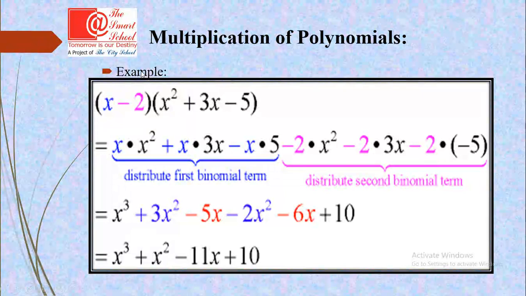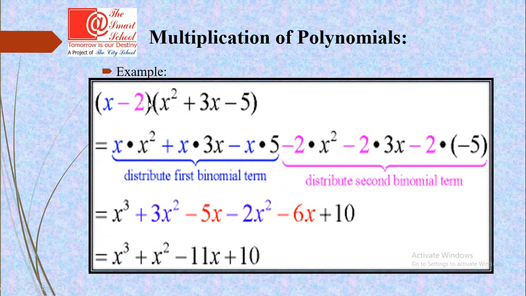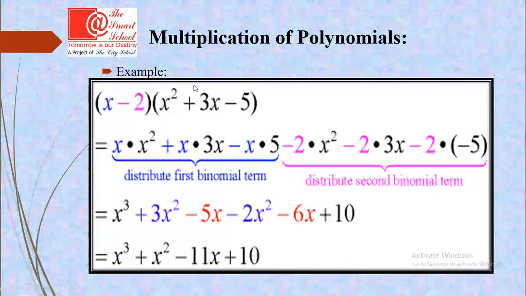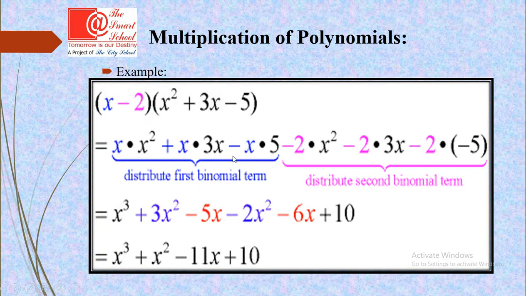Now one more example. x minus 2 multiplied by x square plus 3x minus 5. So this is bigger. We have taken it as it is and we break this one, x minus 2. So x multiplied by x square, then x multiplied by 3x, x multiplied by minus 5. I hope you remember that this dot means multiplication. Now minus 2 multiplied by x square, minus 2 multiplied by 3x and minus 2 multiplied by minus 5. So then the answer will come x cube plus 3x square minus 5x minus 2x square minus 6x plus 10.